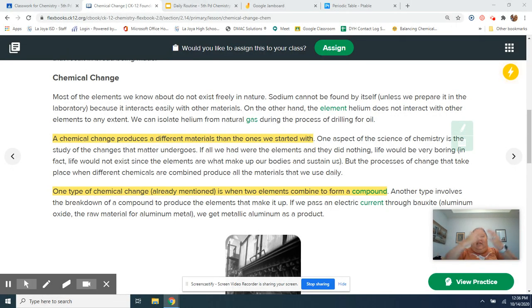So, what if those elements didn't chemically combine? Would we still be around, Oscar? No, we wouldn't be alive. We wouldn't be alive, right? If hydrogen and oxygen did not combine chemically to form water, we as humans would not be there.